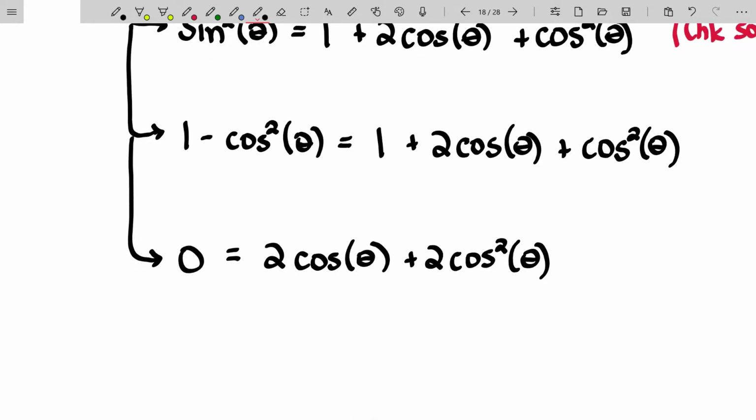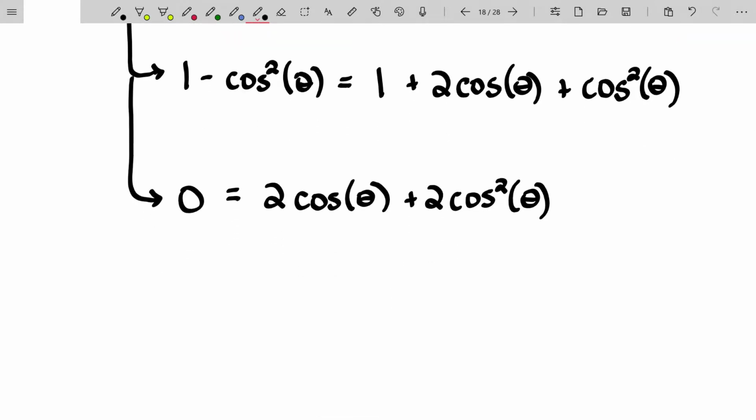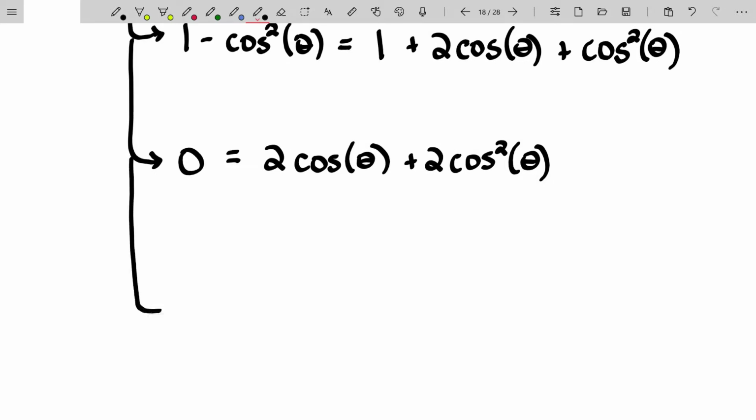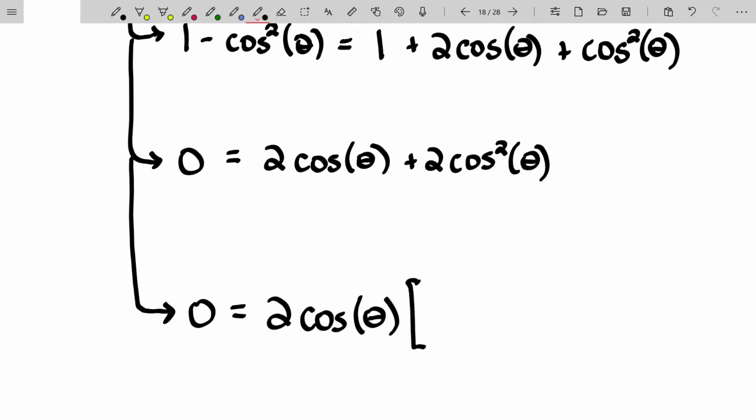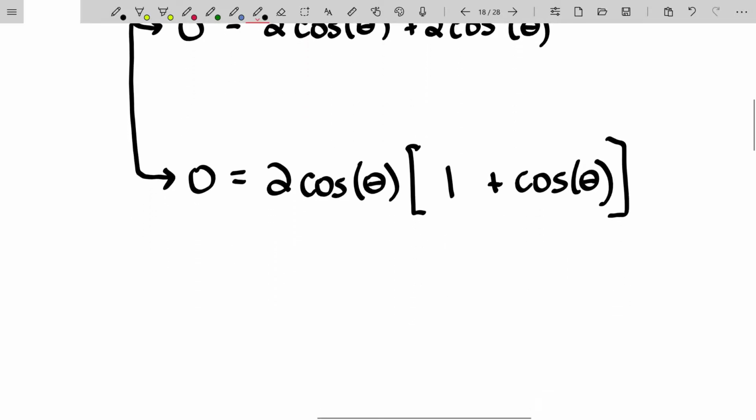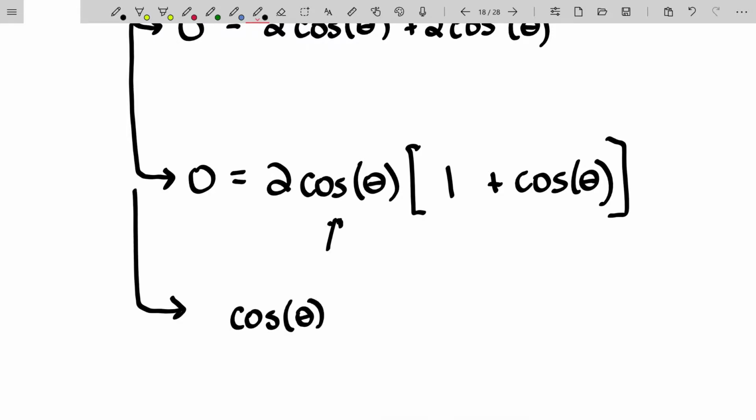And now you can see both those terms have a cosine and a 2 in common. So I'll go ahead and factor that out. It's equal to 2 times the cosine of theta. And when I divide that off of both those terms, you get 1 plus a cosine of theta. And of course, that implies that either the cosine of theta is 0 or the cosine of theta is -1.